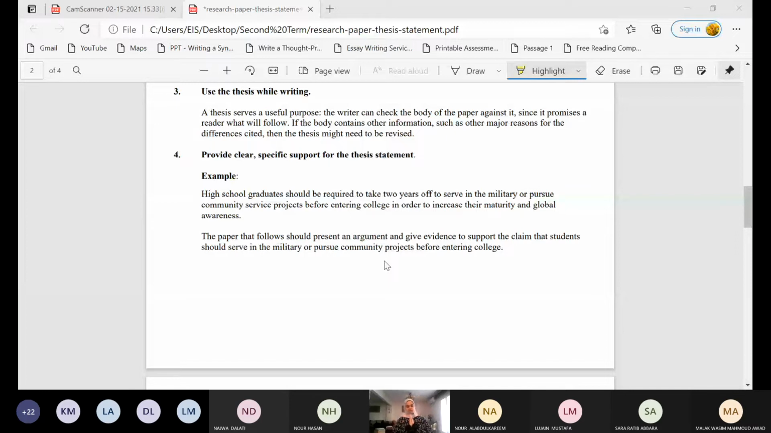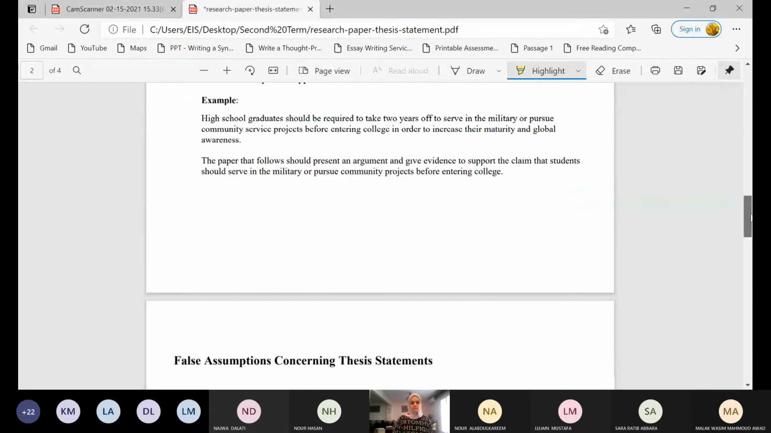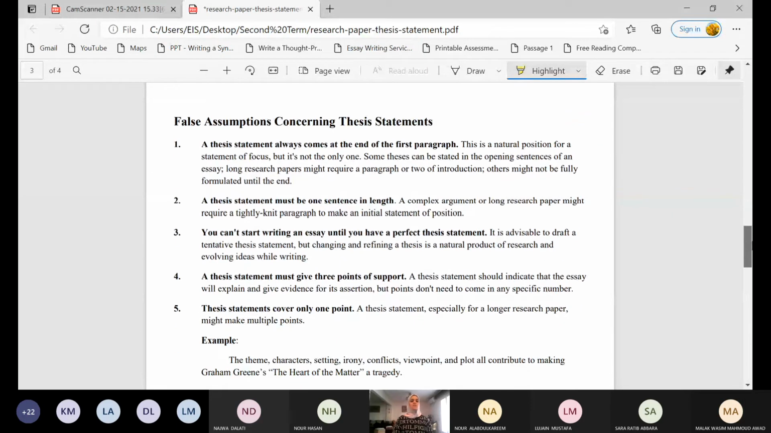I have an opinion. I want to say that the high school graduate should be required to take 2 years off to serve in the military. So this is my opinion, so I have to convince people. As we took an example for literary analysis, here is an example in persuasion, on convincing. Okay, false assumptions concerning these. Yes, dear.